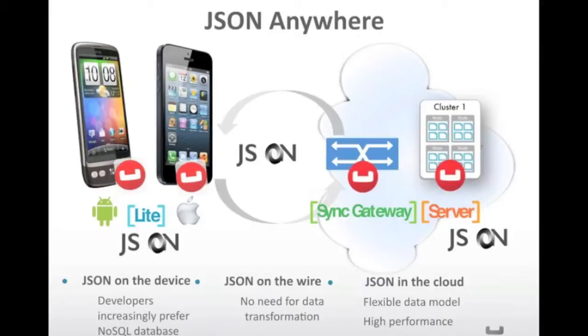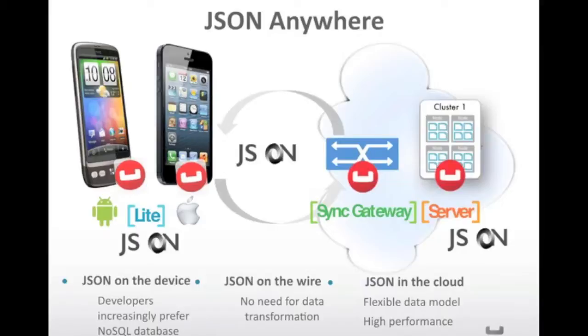So JSON on the wire flows from this mobile device to Sync Gateway, which is the sync management access control tier that we've built on top of Couchbase Server. And it's JSON aware also, and it gives you a cloud layer that is aware of your application's data and security model, as well as the JSON documents that are flowing through your application.